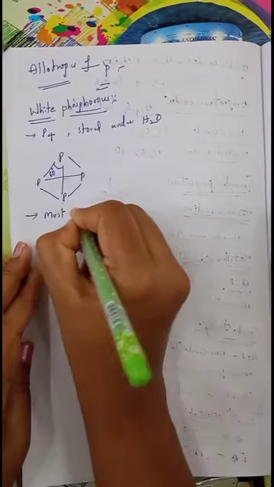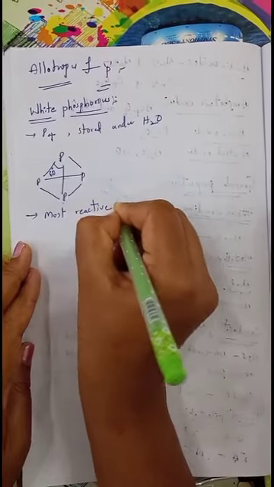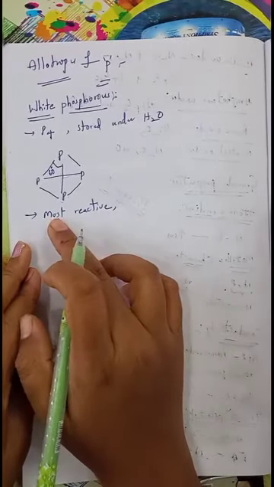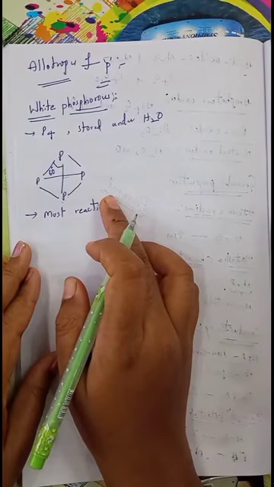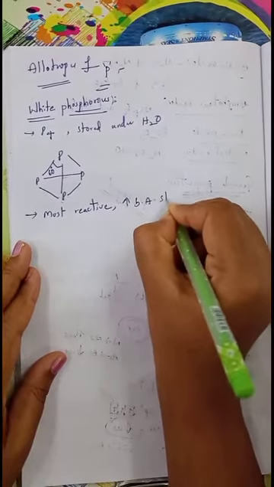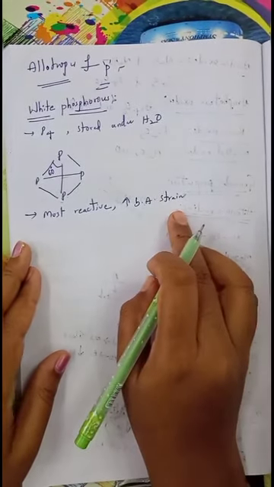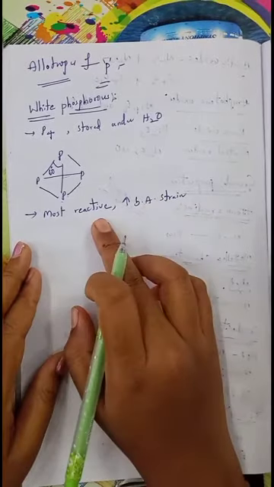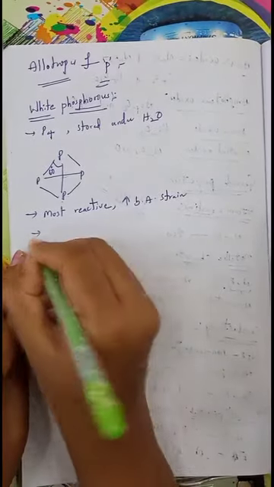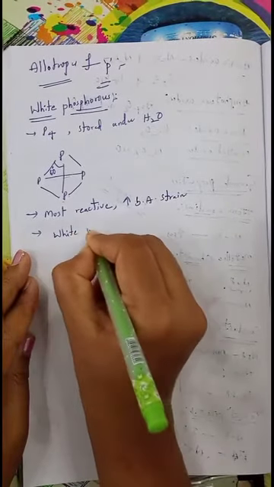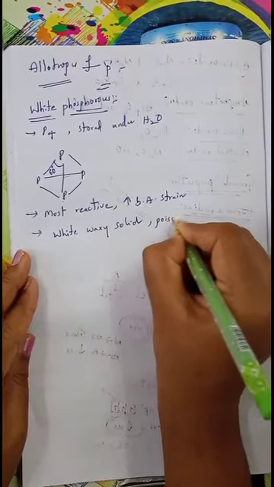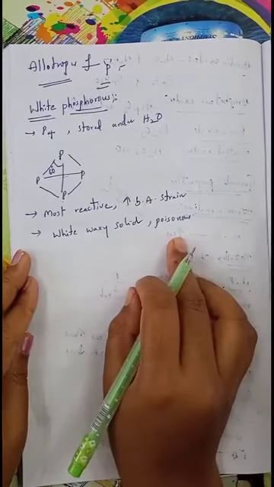This is very important: white phosphorus is most reactive. As we know, when reactivity increases, stability decreases. It is least stable and more reactive in nature. This is due to high bond angle strain. Because of the high bond angle strain, it is most reactive and less stable. It is a white waxy solid and poisonous in nature.